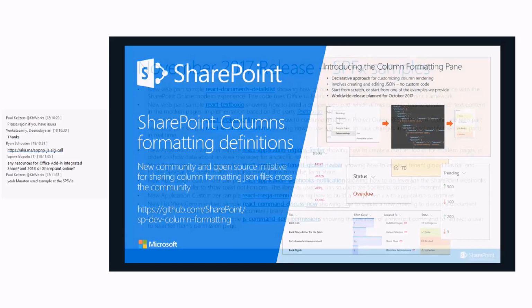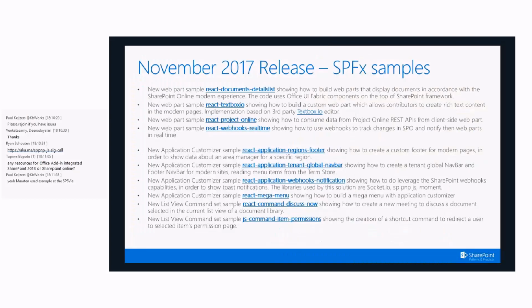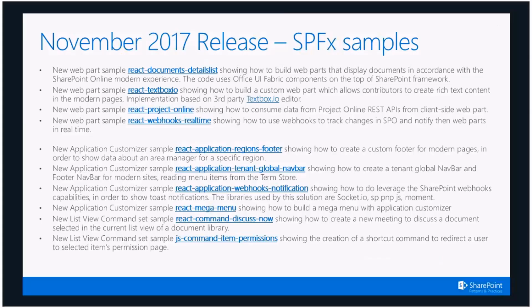Now, what else has happened in November, within the last month? There were three or four new web parts released. One of these is the React Text Box, which Frank is going to show after I do my quick summary. There were other nice examples as well, like React Project Online, showing how to consume Project Online REST APIs from client-side web parts, or React Webhook Real-Time. Great example, which was actually demoed in last week's special interest group call. So if you're interested in seeing that live, we have a recording available on our YouTube channel.